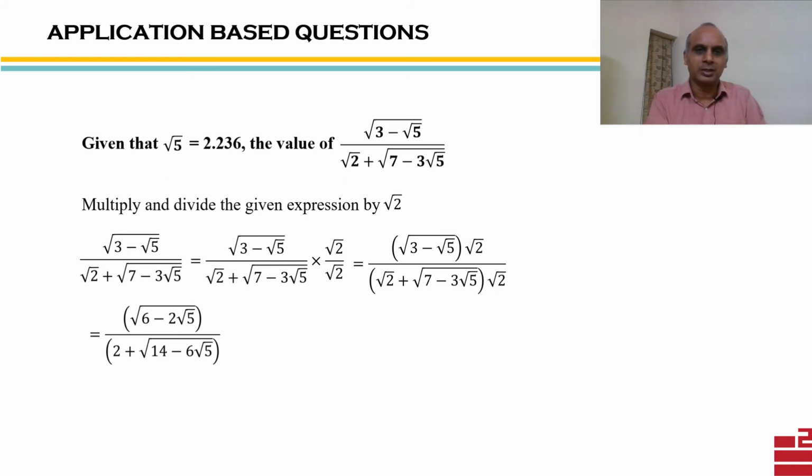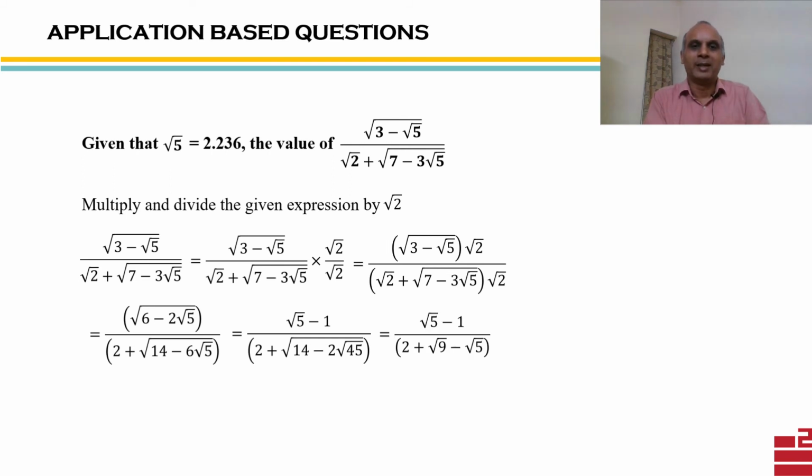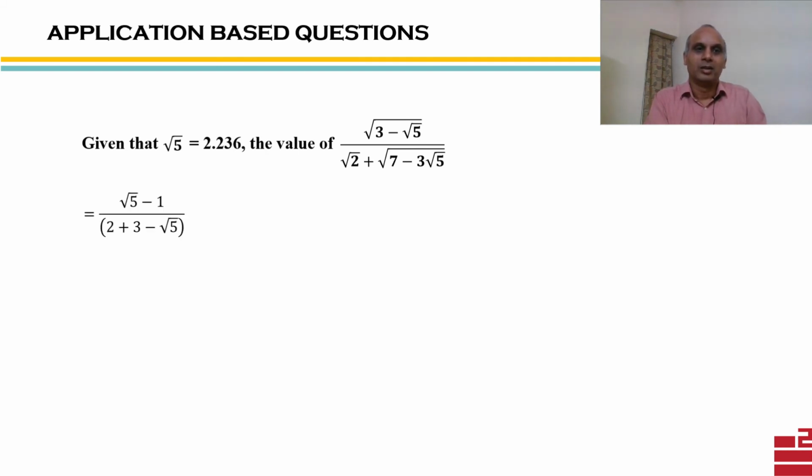We will get root of 6 minus 2 root 5. So what happens to this? This becomes root 5 minus 1, the numerator part. In the denominator, we will get 14 minus 2 root 45 inside the root term. Again, I expect you all to do that part yourself, how we got this. Proceeding further, we will get this, and root 9 is simplified as what? 3. So we get this expression. Of course, 2 plus 3 is 5, so we get this.